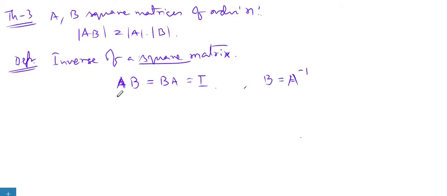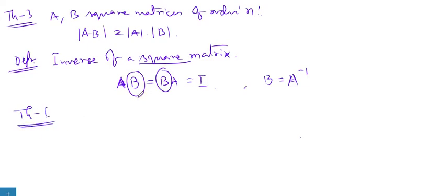Now if A is a square matrix, and if there exists any square matrix B such that AB equal to BA, that is, this multiplication is commutative, and after multiplication the resulting matrix would be I, the unit matrix of order n, the same order as A and B, then this B matrix is called the A inverse. Okay, now remember the theorem 1.